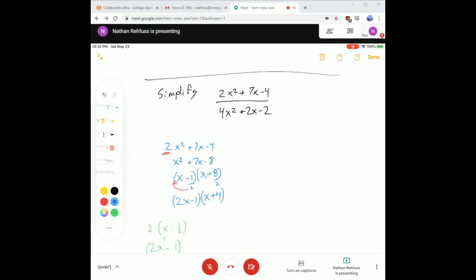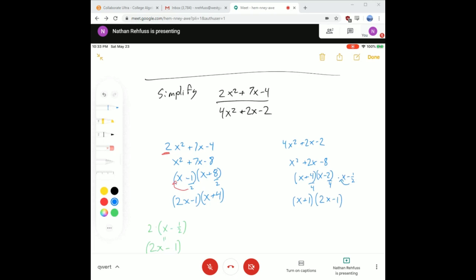Other polynomial, 4x squared plus 2x minus 2. Slide that 4 right down and make a new polynomial that's easier, x squared plus 2x minus 8. And that factors as x plus 4 times x minus 2. Got to divide that 4 back out. This is going to be an x plus 1. X minus 2, well, this will be x minus 1/2, so we'll slide that 2 on up, 2x minus 1.